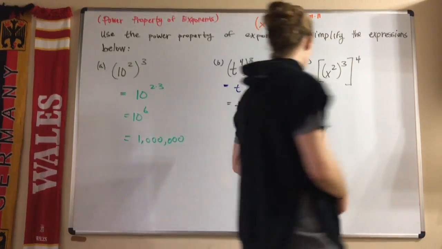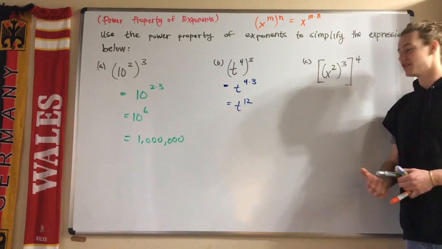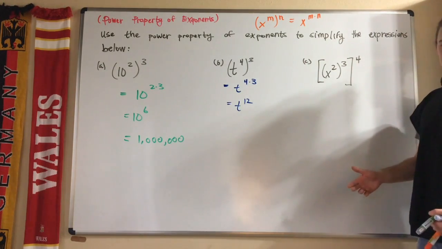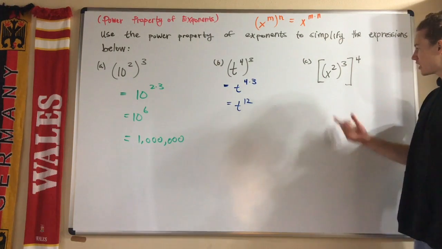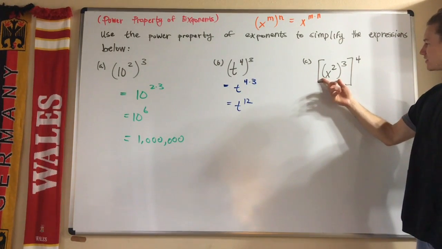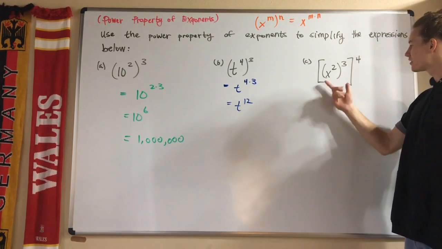Now, again with C, we're going to apply the power property of exponents, but we're going to have to do it twice here. So remember the order of operations. It says to do grouping symbols first, in particular innermost grouping symbols. So let's start with innermost grouping symbols. We have these parentheses, x squared. Can that get any simpler? No, that's as simple as that gets. So let's look into the brackets.